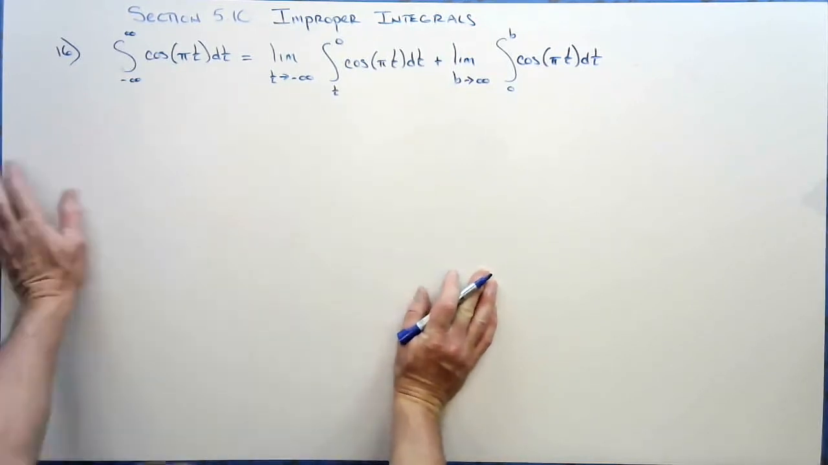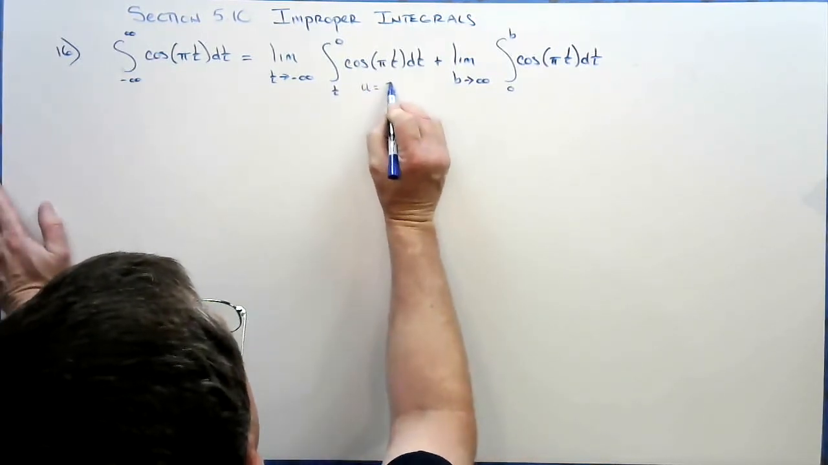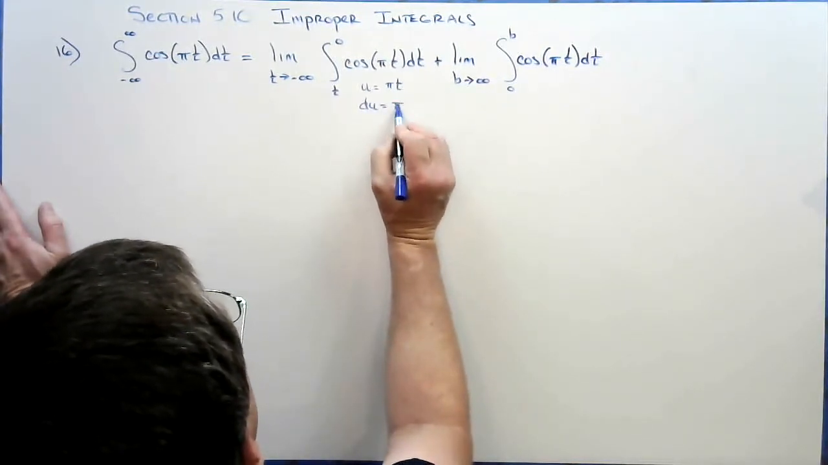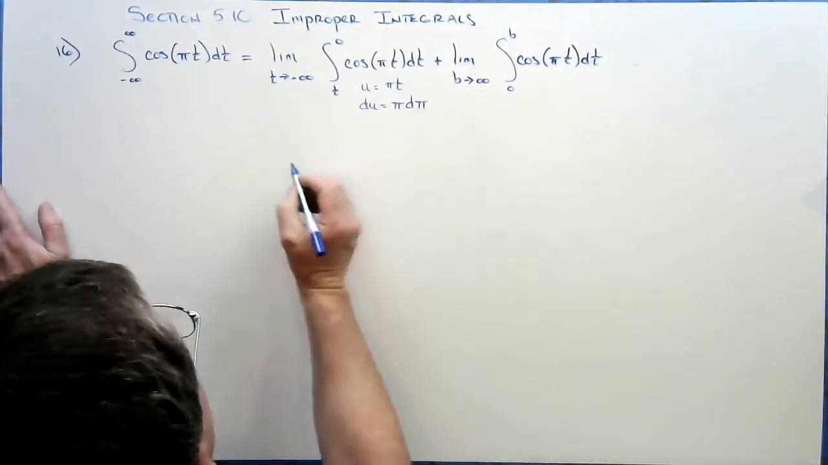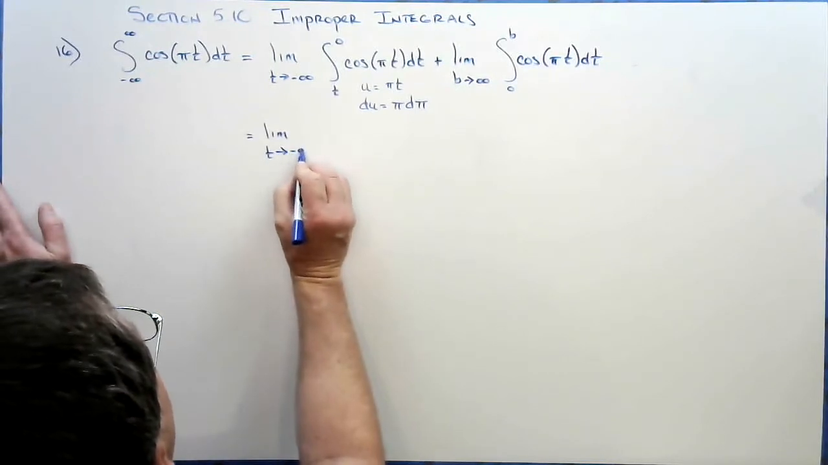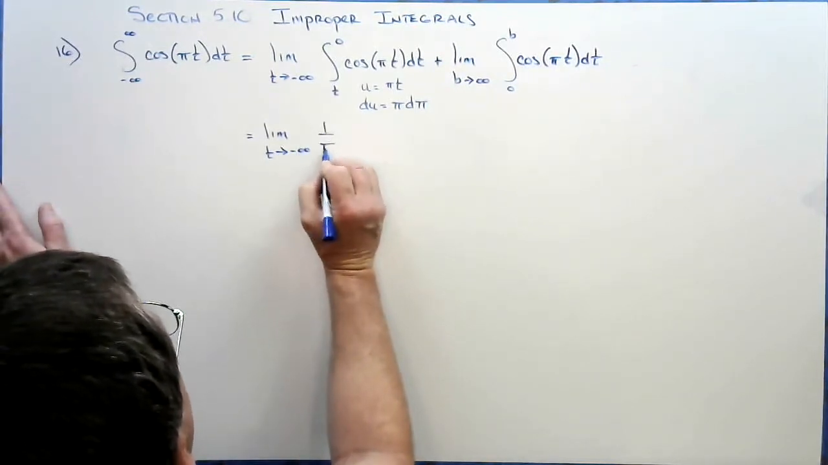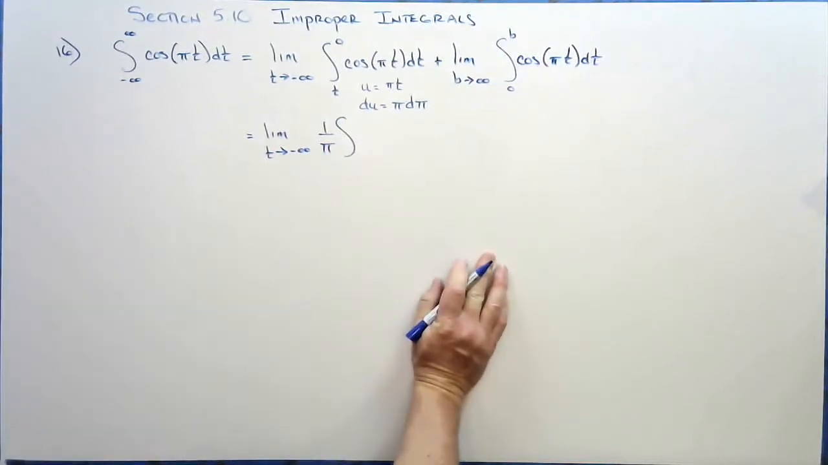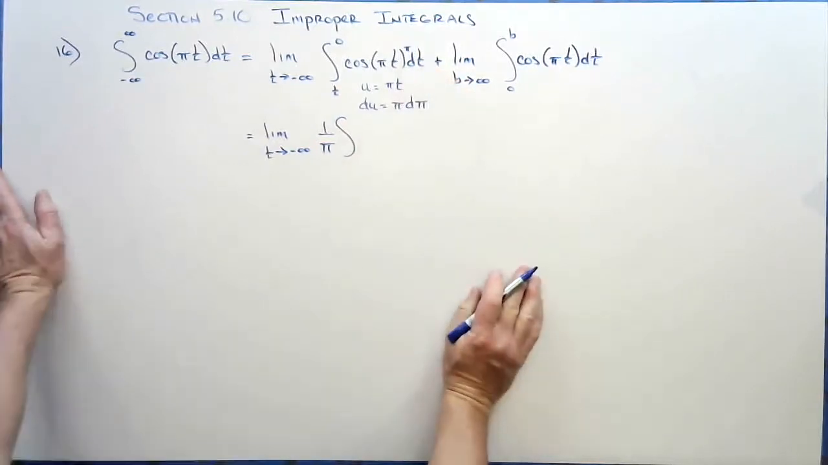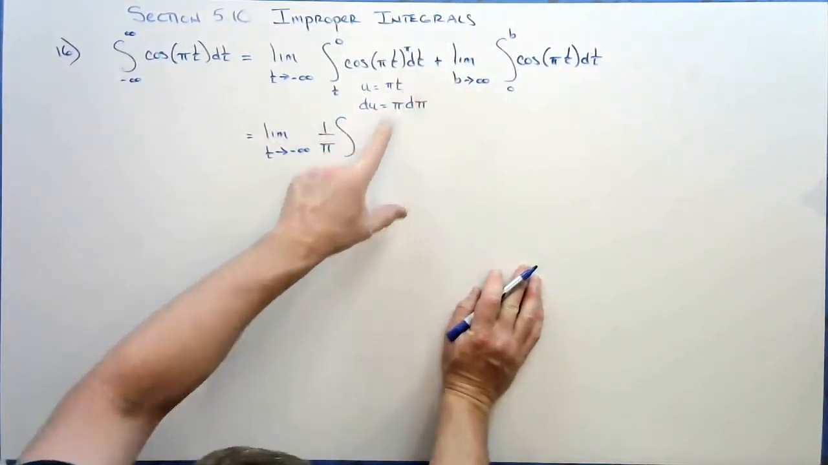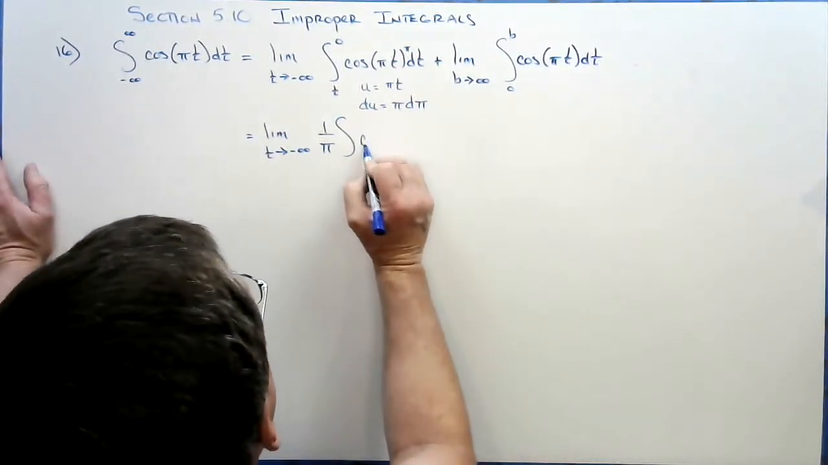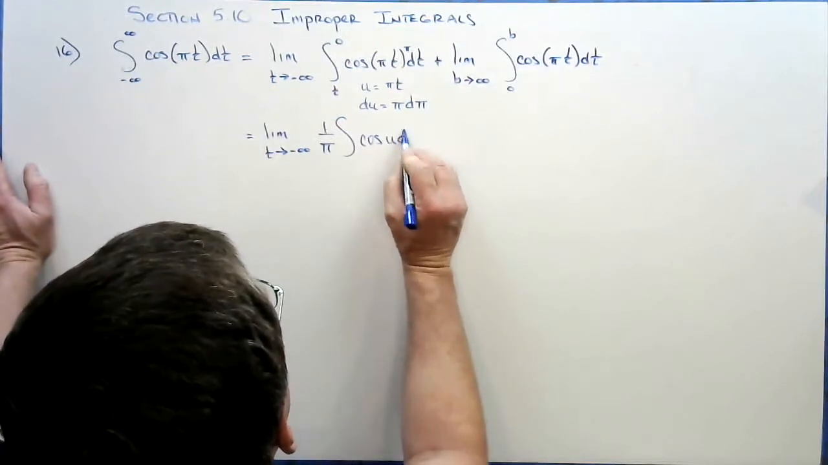This is a u sub, right? u is going to equal pi times t. So du is going to be pi dt. So we can rewrite this as the limit as t approaches negative infinity. We're going to need a 1 over pi outside. This is going to be cosine u. And remember, we multiplied by pi right here to get our pi dt on our u sub. That's why we have the 1 over pi, the reciprocal out here to balance that. So this would be cosine of u du.